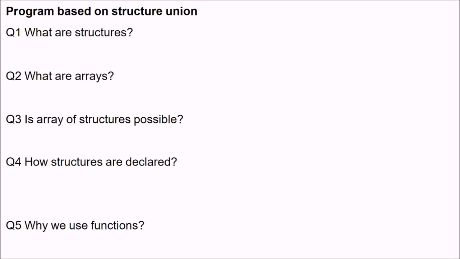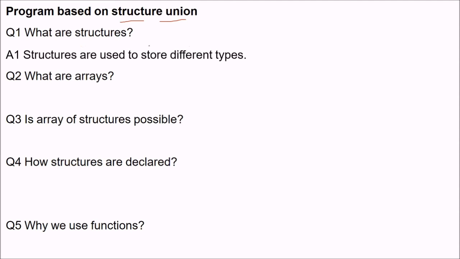Then if you are given a program which is based on, say, a structure or a union, then what questions can be asked? So what are structures? First of all, structures are used to store different data types. Structures are like we write as struct. This is how it is defined, struct. And then inside this you can have different types of data items. That is, you can have a name, that will be a character or a string. Then you can have age, maybe age is always an integer. Then you can have a salary, that can be double or a float. So you can have different data types inside.